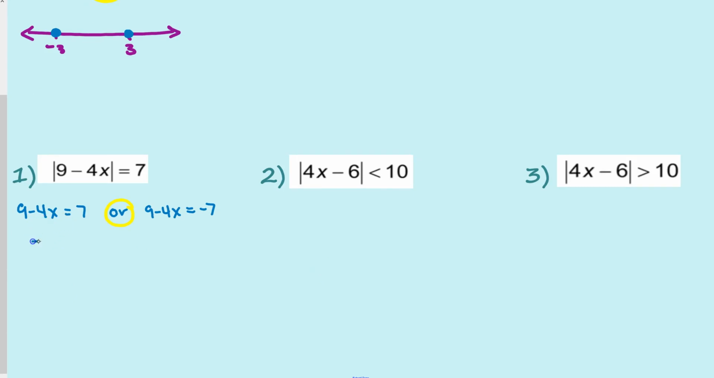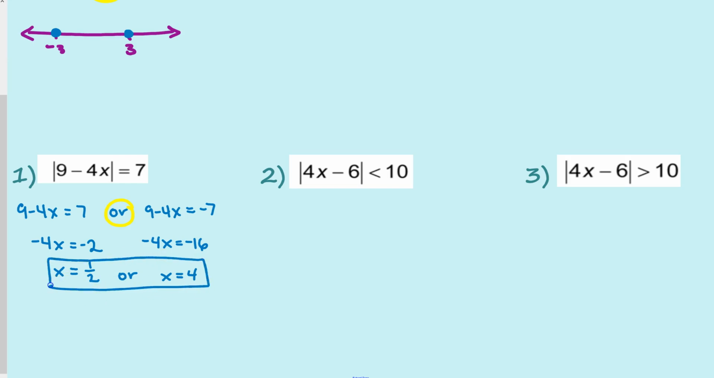So we'll subtract 9 from both sides, and we have negative 4x equals negative 2, and divide both sides by negative 4, and we get x equals 1/2. And then for the other one, subtract 9 from both sides, and we have negative 4x equals negative 16, and divide both sides by negative 4, and we have x equals 4. So put the word or in the answer, x equals 1/2 or x equals 4.